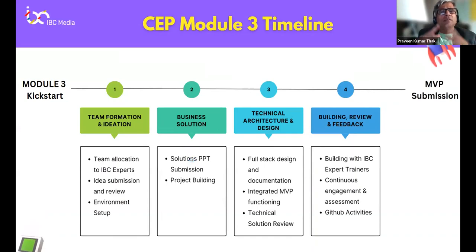We talked about team formation and ideation. These are some of the stages. We will get into the business solution. We will help you ideate what you should build, and our team is working on helping you understand what this industry needs right now. Then we'll get into the solutioning part, technical architecture, building, review, and feedback. This will be an iteration process, guys. Pretty interesting, pretty intense.